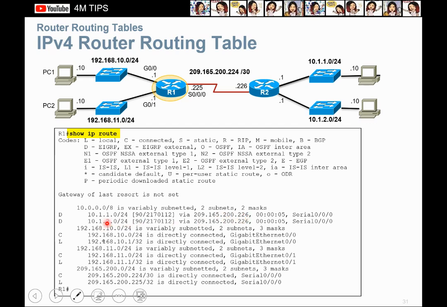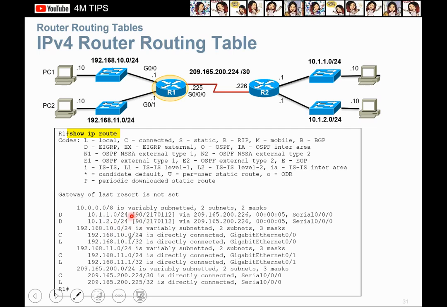So via 209.165.200.226, that means in order for me to route to this network, I have to pass by the next hop router, which has this IP address. If you look at the diagram here, router 1 wants to route to this network, so you have to go to the next hop router, which is this interface, and the IP address is 209.165.200.226. That's why your via is 209.165.200.226.